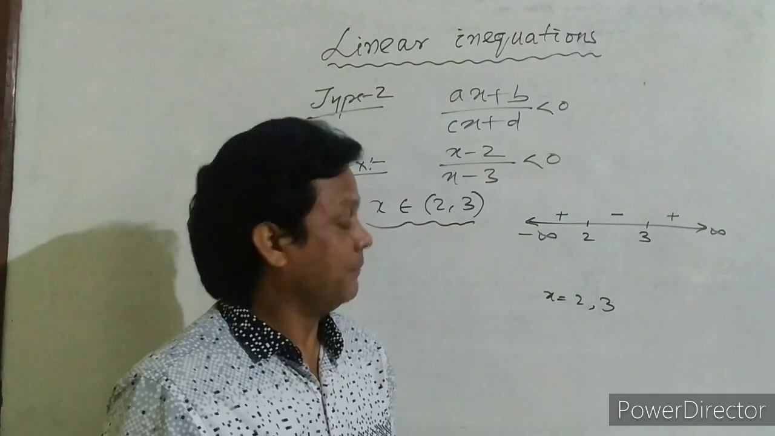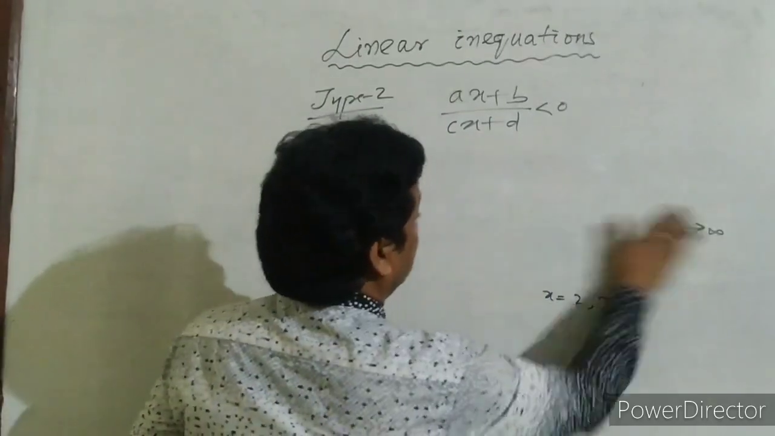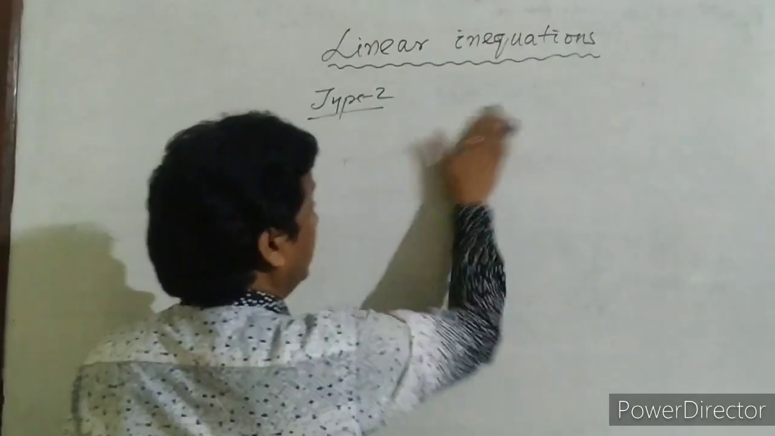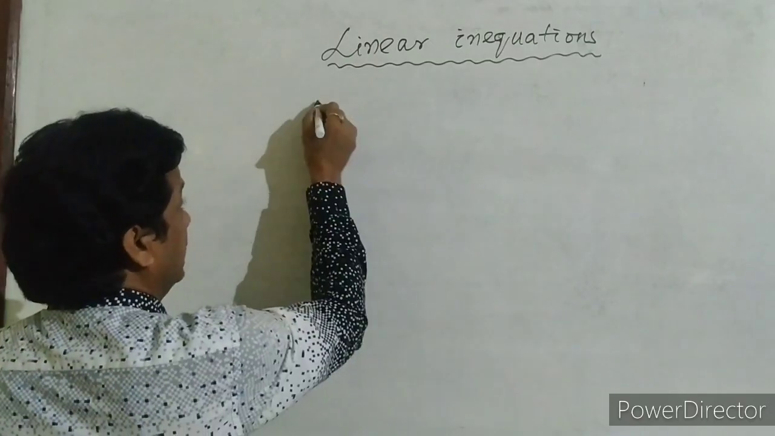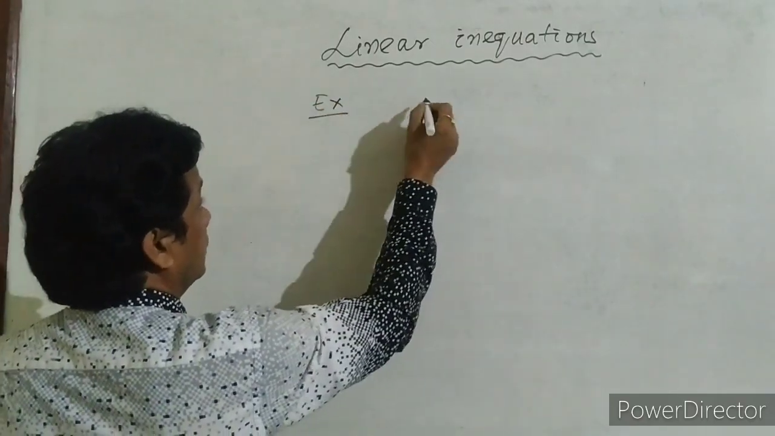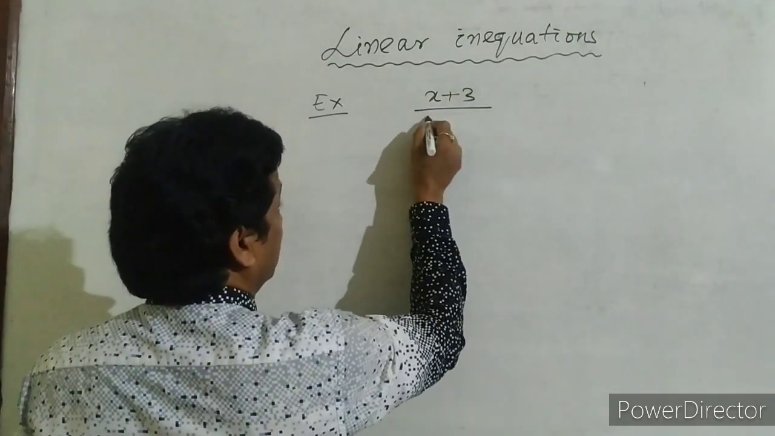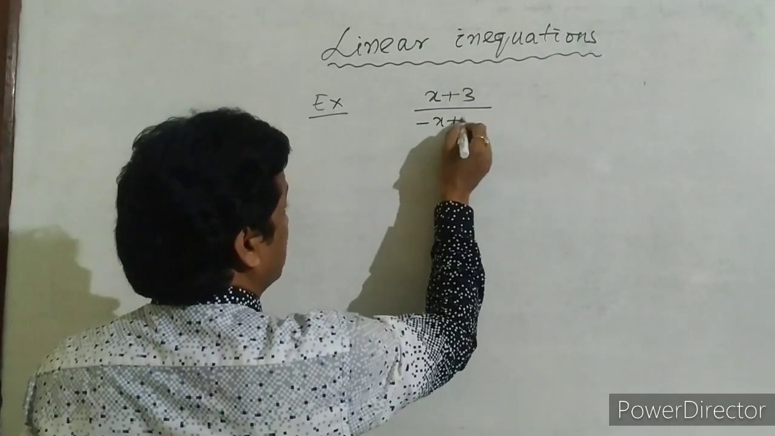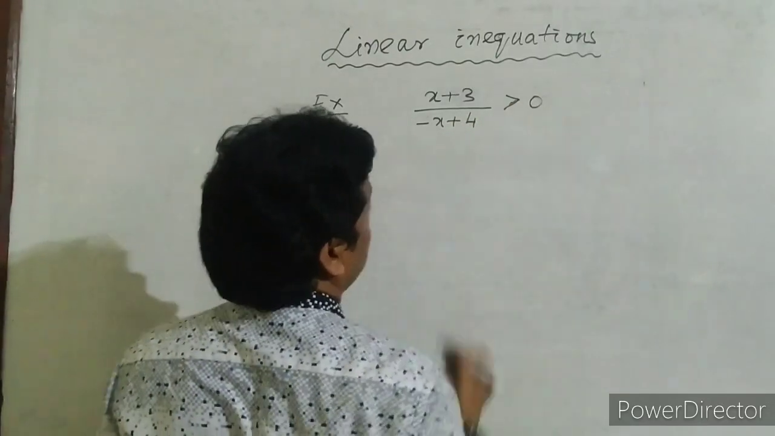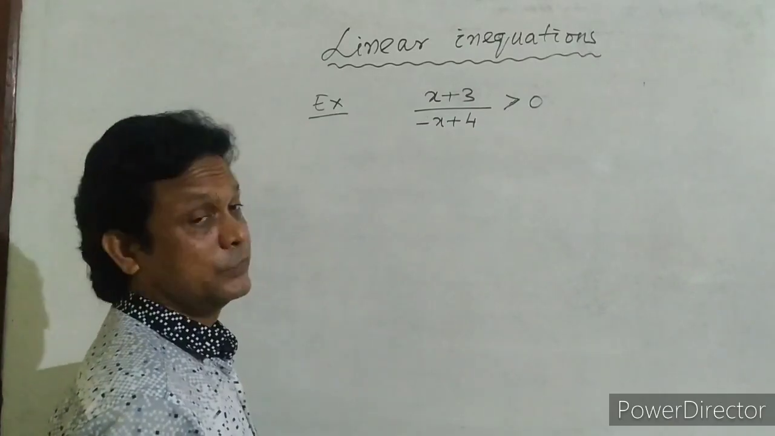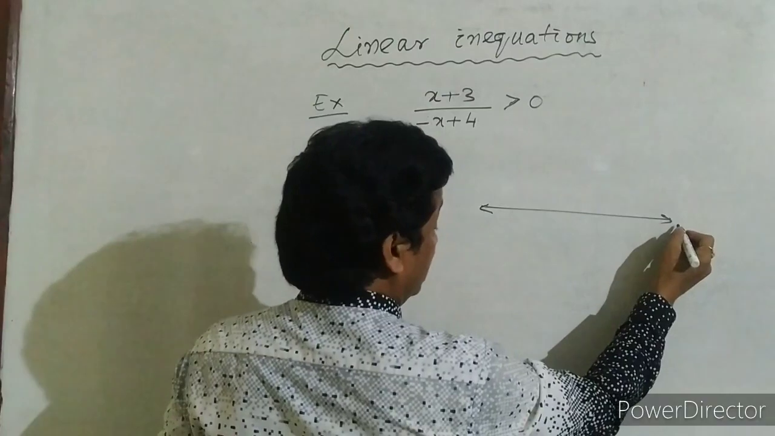Okay. Another example I am going to tell you. Simply you should do it in one line, not in 2 lines. Simply draw the number line and write the answer. (x + 3)/(-x + 4) is greater than 0. Simply take the number line. Your right hand side is 0. Right hand side must be 0.